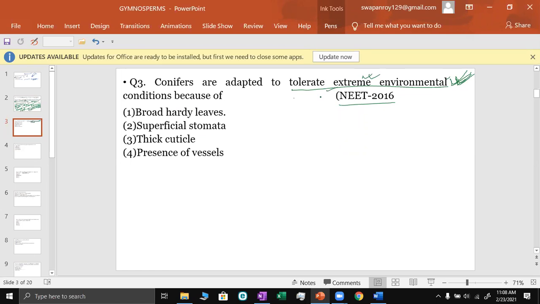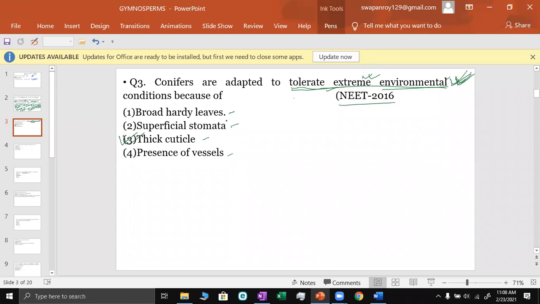By which way do conifers tolerate extreme environmental condition? Broad hardy leaves, superficial stomata, thick cuticle, and presence of vessels. Due to which character can they tolerate the extreme condition? Option 3, sir. Option 3, only one of these.